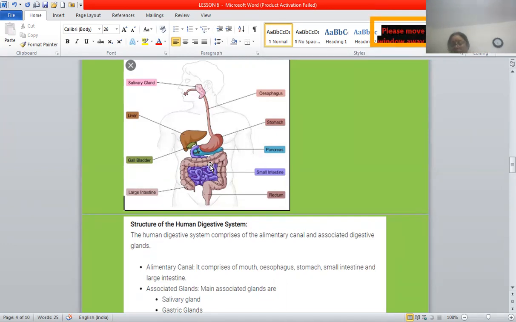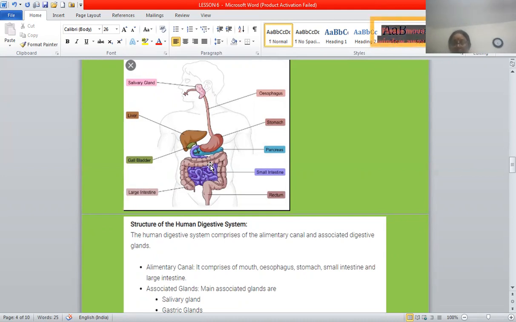Three pairs of glands pour saliva into the buccal cavity. We have three pairs of salivary glands in our mouth. They are parotid, that is below the ears; submaxillary, at the angles of the lower jaw; and sublingual, below the tongue. What is saliva made up of? Mainly mucus and water for lubrication.